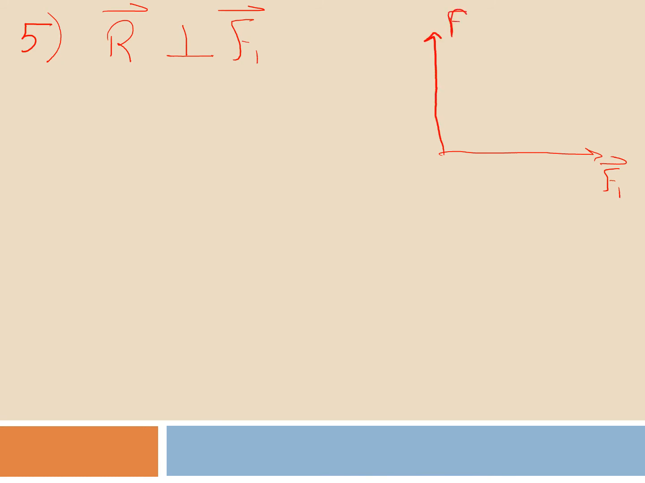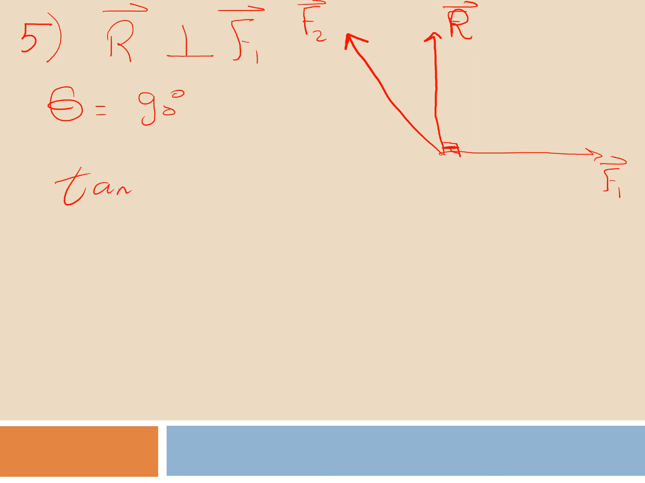Number 5: if the resultant force is perpendicular to the first force. This is the first force F1, and this is the resultant force R, and this is angle 90, and this is the second force F2. So theta equals 90 degrees.